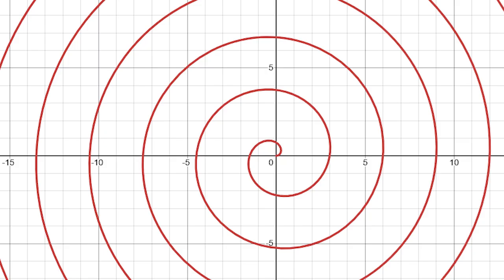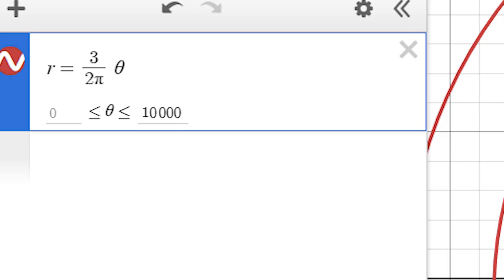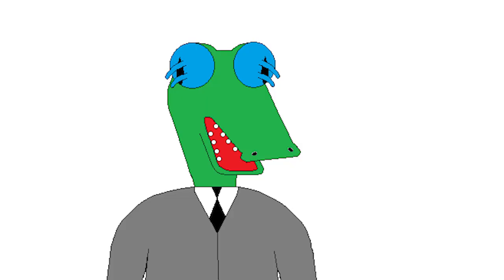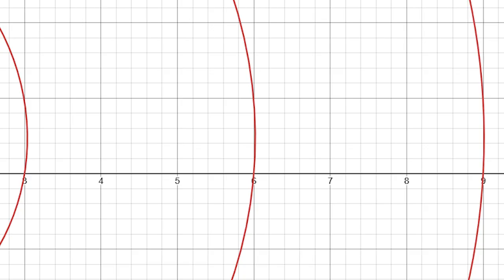It shows a cool spiral, and where the spiral crosses the x-axis is where the multiples of our chosen number will show. So if we pick 3, the graph is r equals 3 over 2 pi times theta. And if we pick 7, the graph is r equals 7 over 2 pi times theta. Then we see where the graph crosses the positive x-axis, and that'll give us all multiples of the number we pick. Here we see some of the multiples of 3.